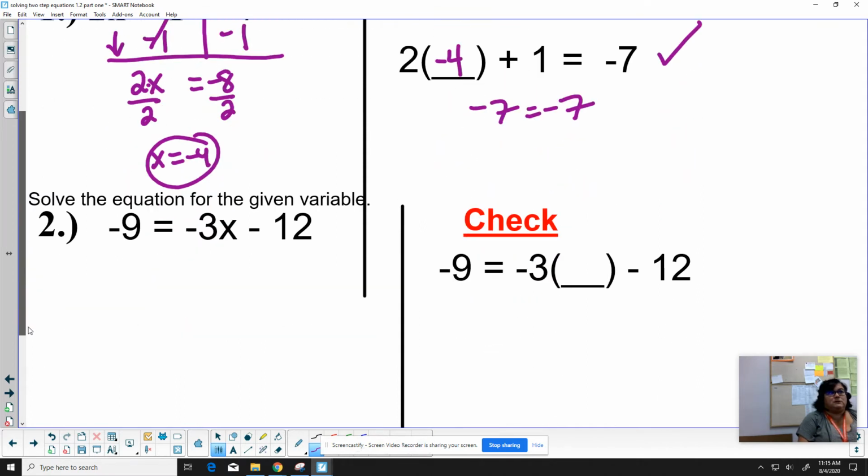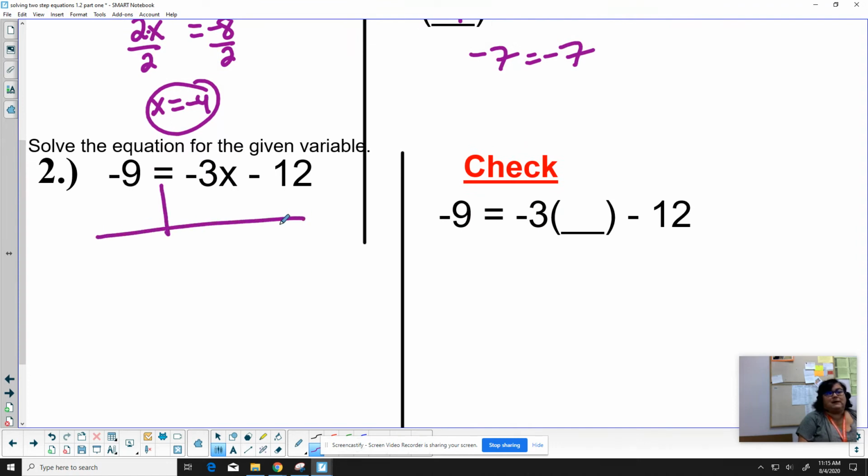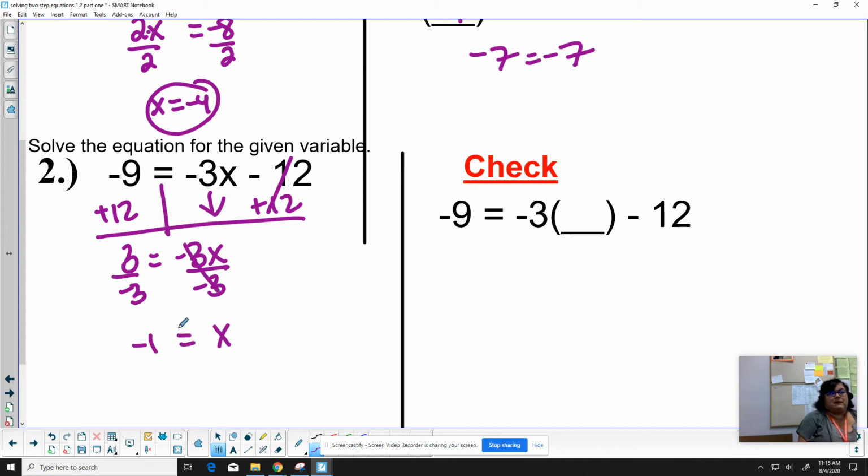So if we do number 2, same thing. Got some negatives in here. First thing I'm going to do is I want this x alone in the back when I'm finished. So I'm going to add 12 to both sides. That's positive 3. That crosses out, and that whole thing drops down. And then I'm going to divide by negative 3. And that's going to give me negative 1.